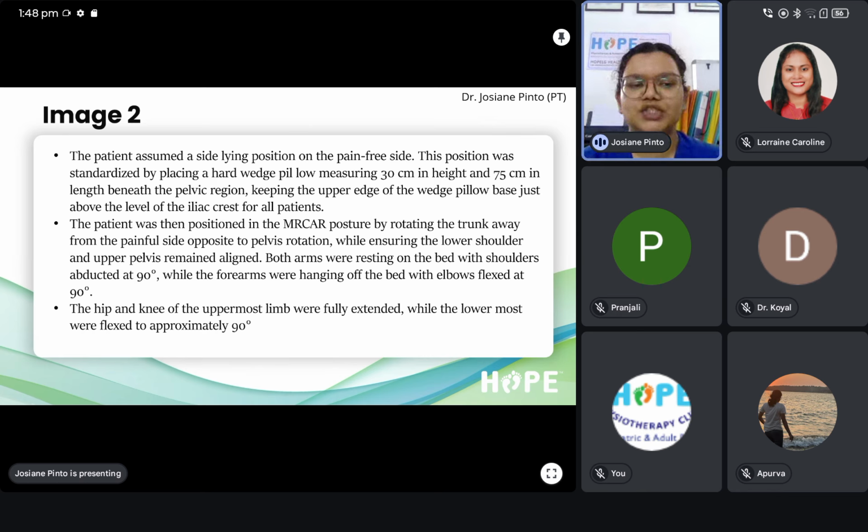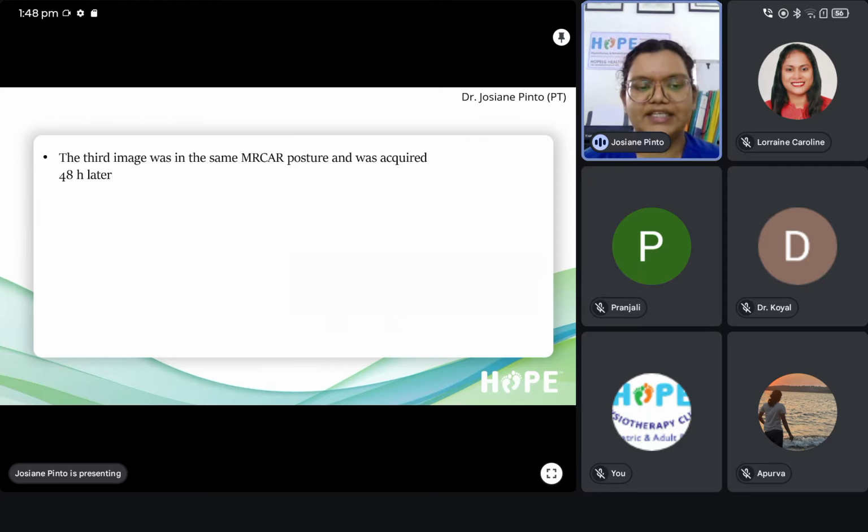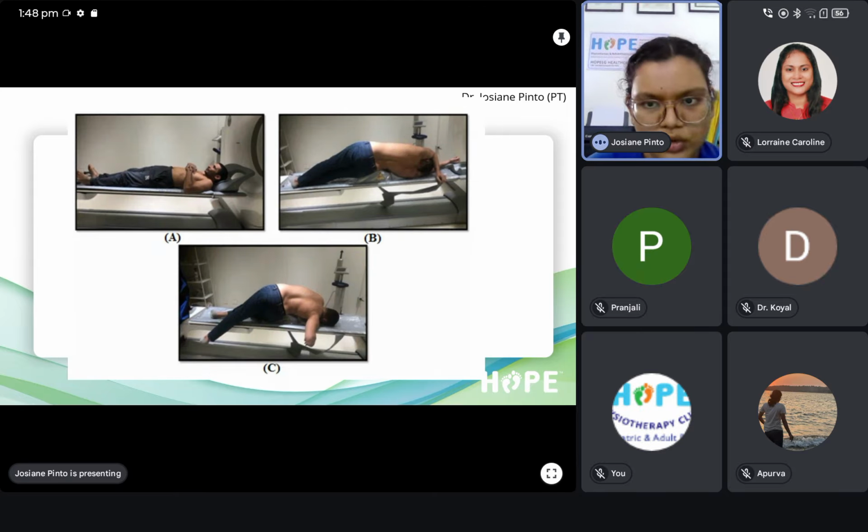While ensuring the lower shoulder and upper pelvis remained aligned. Both arms were resting on the bed with shoulders abducted at 90 degrees. So let's have a look. Here we go. So rotated in the opposite direction, both arms were held down.